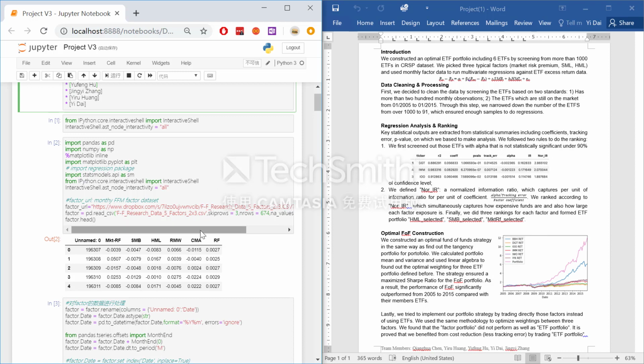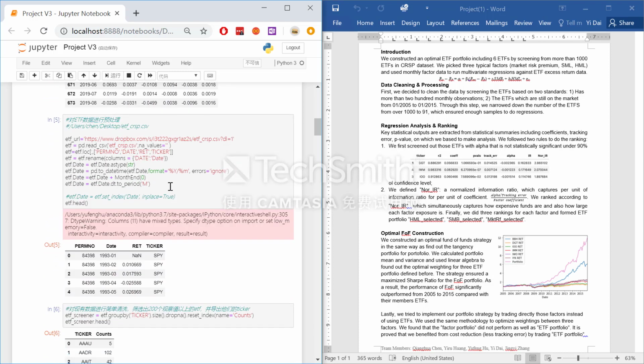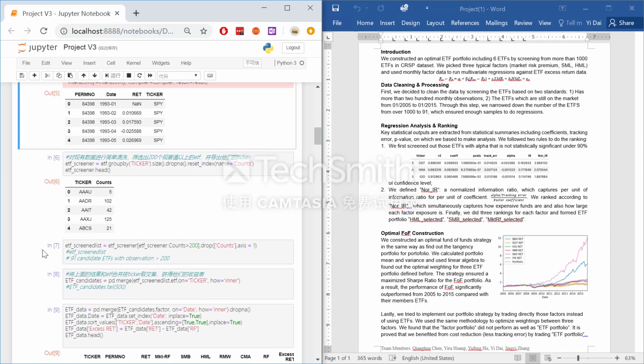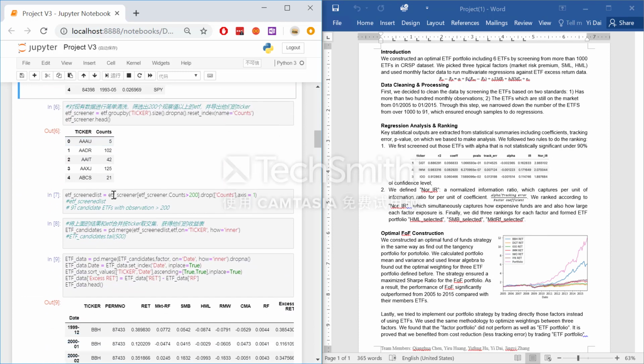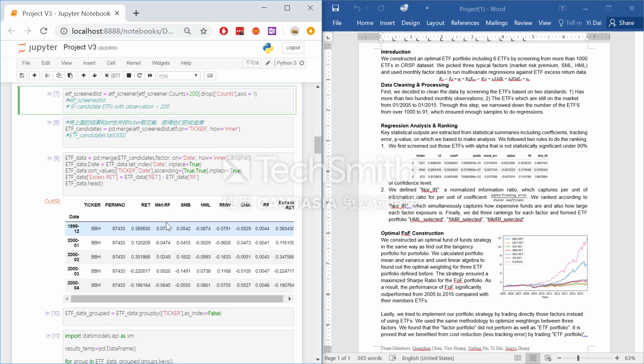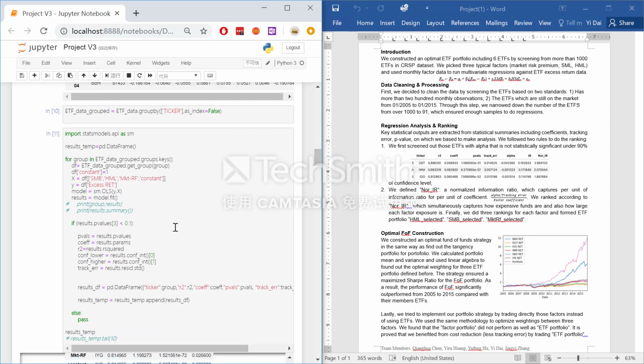One is factors from Fama French 3-factor models, where we chose market risk premium, SMB, and also HML as our three factors. And the other one is the CRSP dataset, which covers over 1,000 ETFs. And now that we have our data source, next step is to do some data cleaning work. In order to get rid of some of the outliers in the ETF dataset, we selected ETFs that have over 200 monthly observations, and that made us able to shrink down the number from 1,000 to 91 ETFs, as you can see here in the notebook.